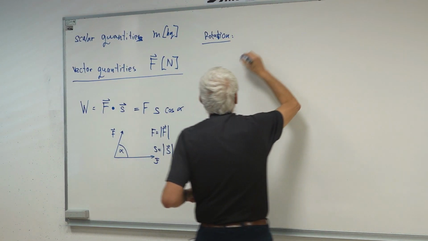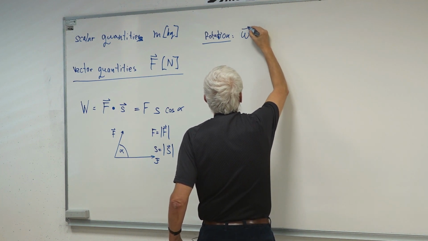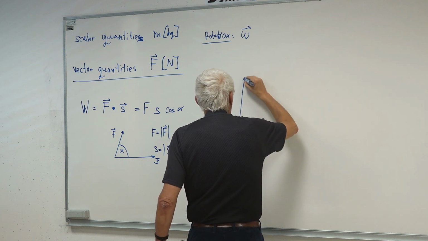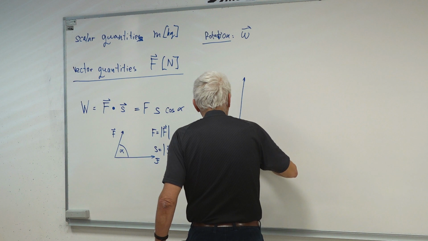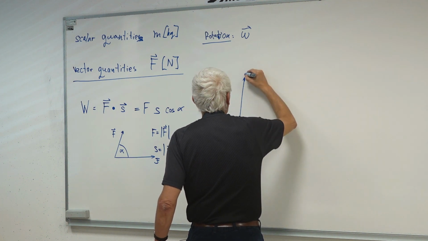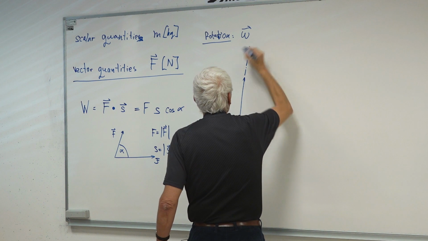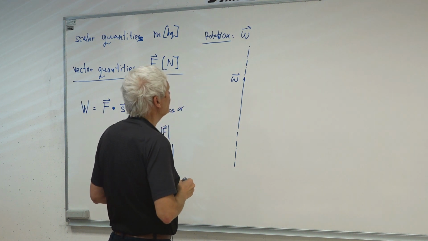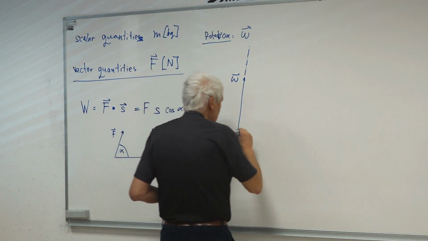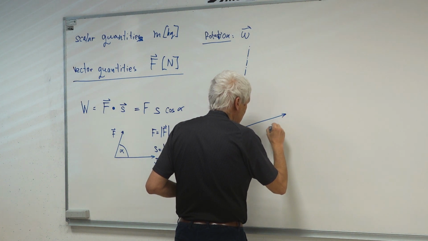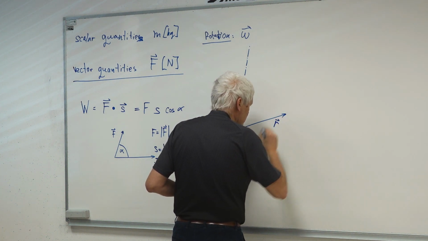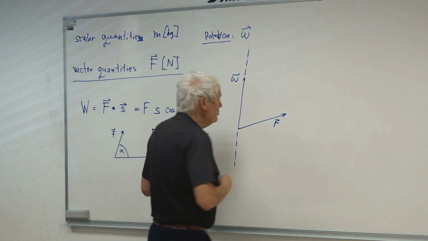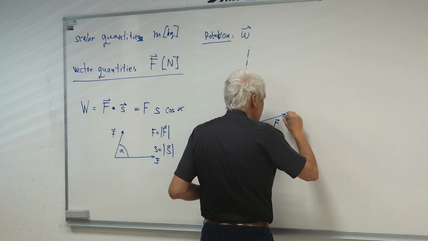In rotation, we have the vector of the angular velocity, omega. What is this vector? This is a vector along the rotation axis, if this is the rotation axis. So this is our vector, angular velocity, omega. And if we have at the position r, r is also a vector position, so 3 coordinates, it's a vector. We want to calculate the velocity of this point.